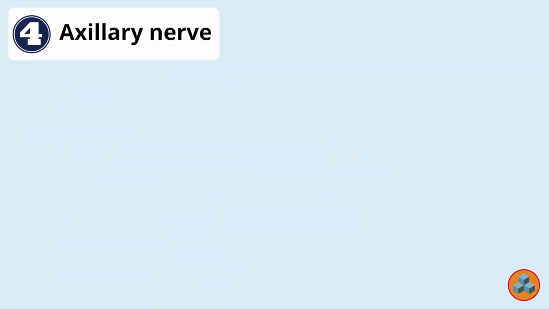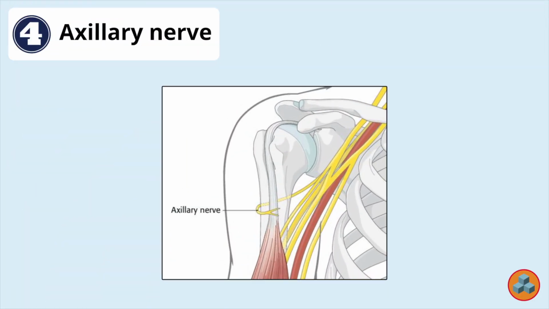Option 4, axillary nerve. The axillary nerve originates from the posterior cord of the brachial plexus and innervates the deltoid and teres minor muscles. Marked weakness with abduction of the shoulder in neutral rotation and weakness in shoulder external rotation is characteristic of an axillary nerve lesion.